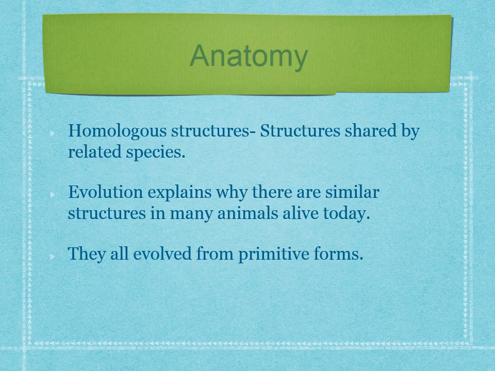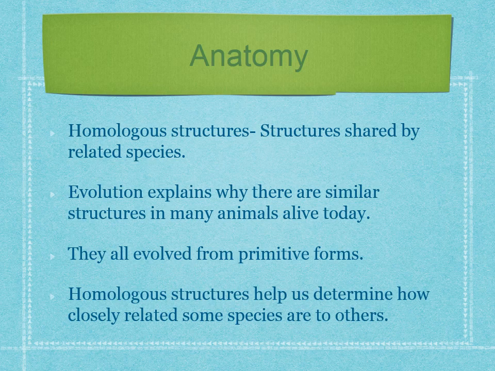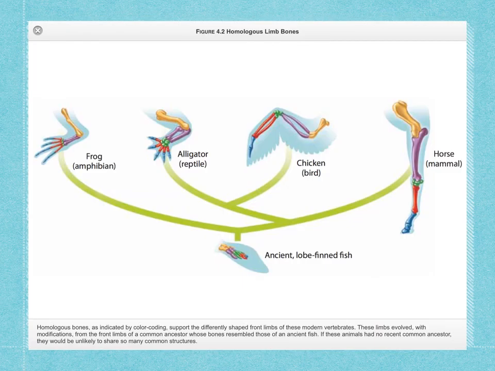And the answer is they all evolved from primitive forms, meaning we all came from something a long, long time ago. And essentially we all developed the same way. And homologous structures really help us determine how closely related some species are to one another.